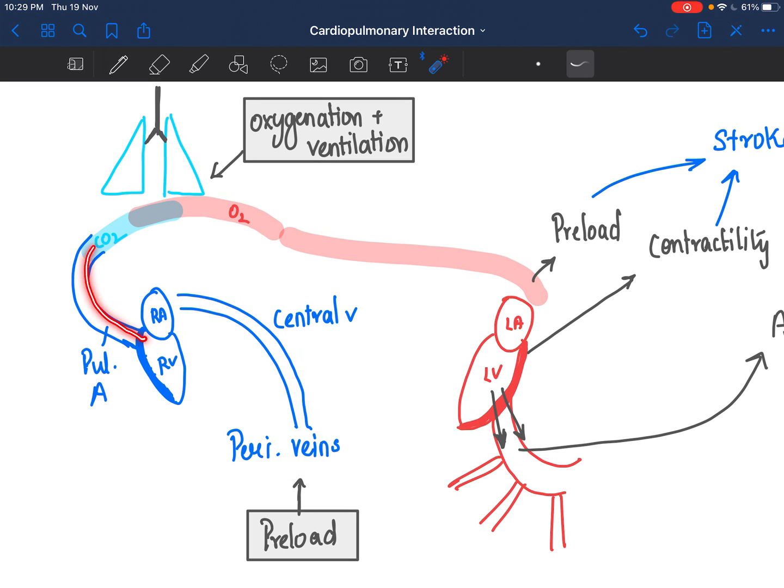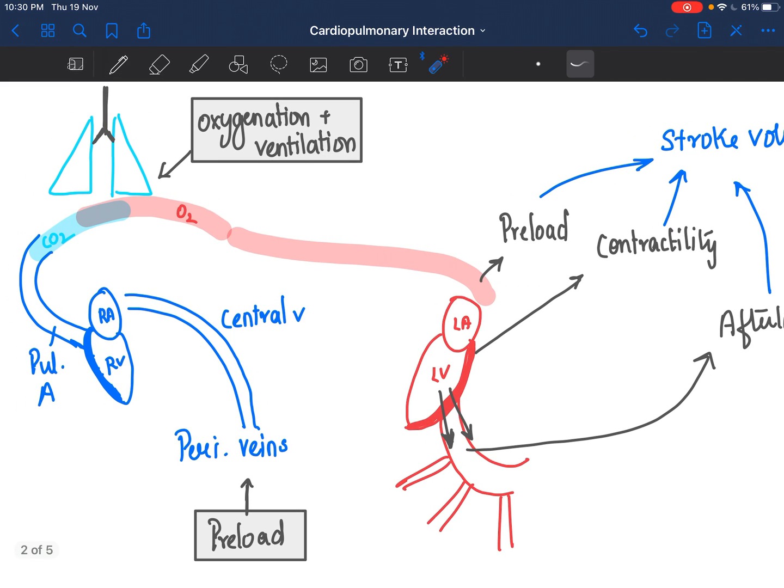Through the pulmonary artery, gas exchange happens in the lungs. It ends up in the left atrium, from the left atrium to the left ventricle, and then into the major vessels, and then into the rest of the vessels to your peripheries. So what enters your right atrium through your peripheral veins is your preload. Then you have your lungs doing the work of oxygenation and ventilation. Then you have your ventricle pumping out the blood into the aorta against the pressure there.